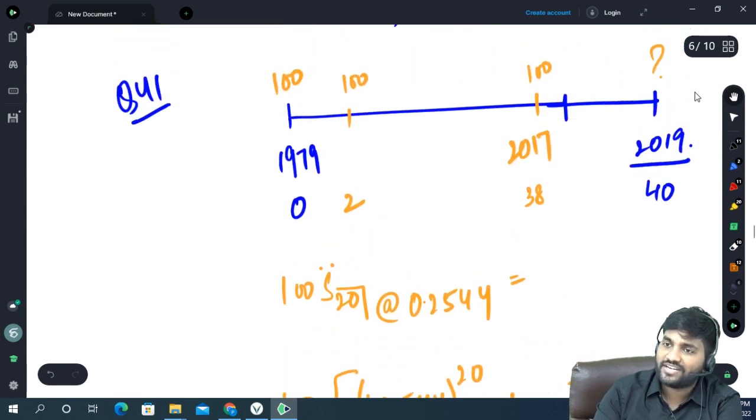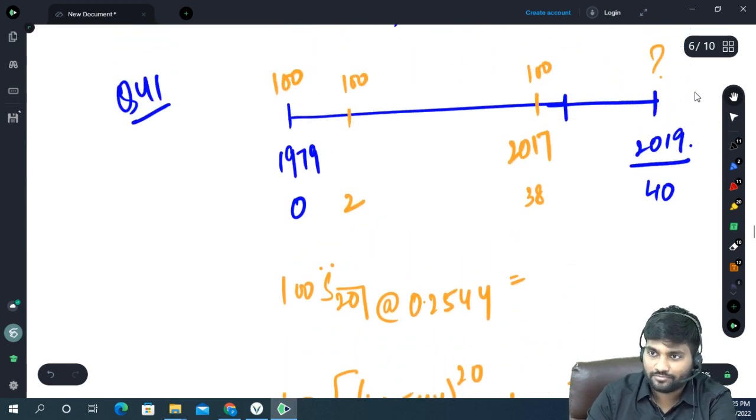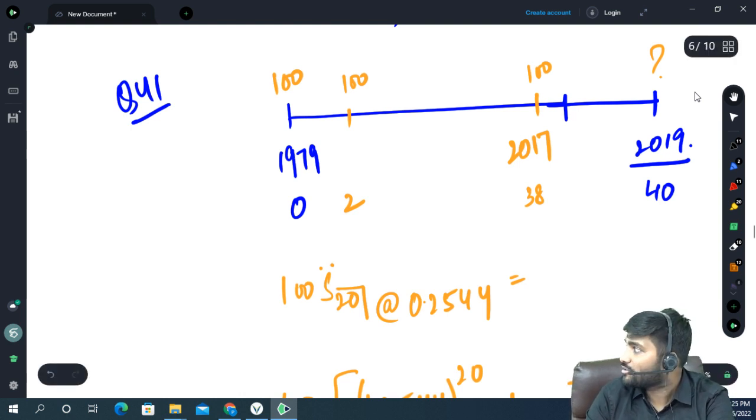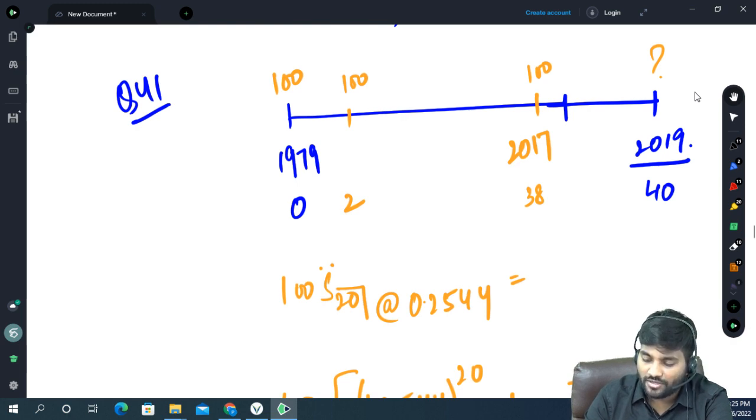So, first we decoded the full question. Okay. 2017 end is what? 1st January 2018.